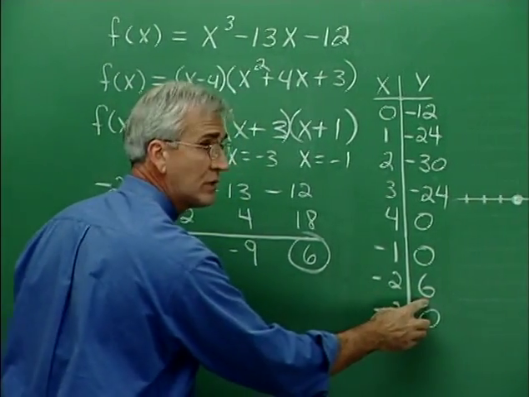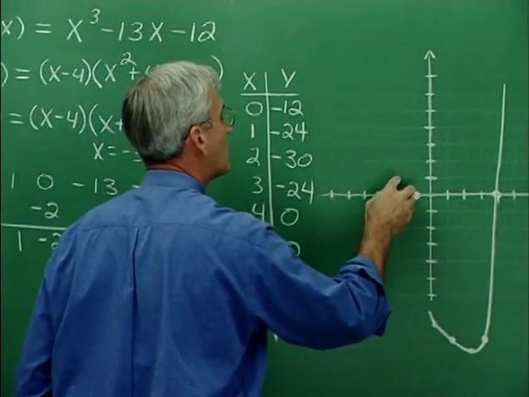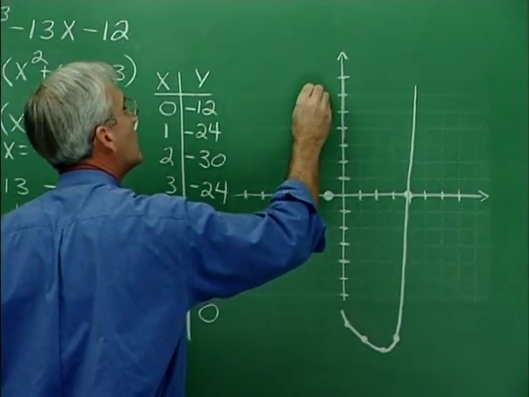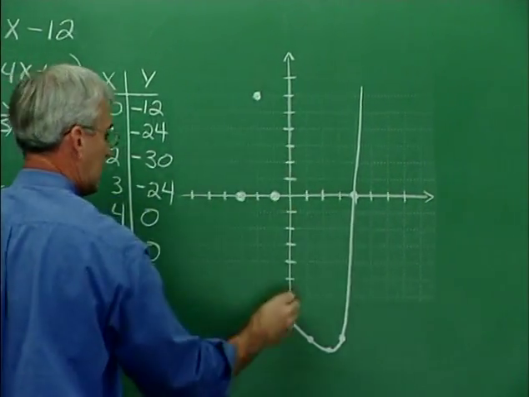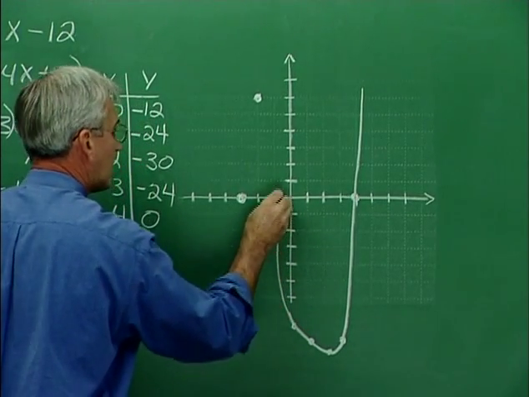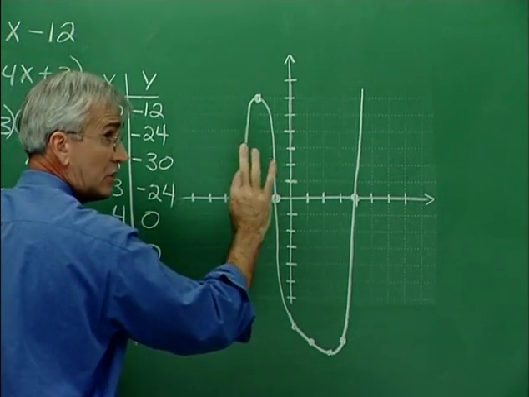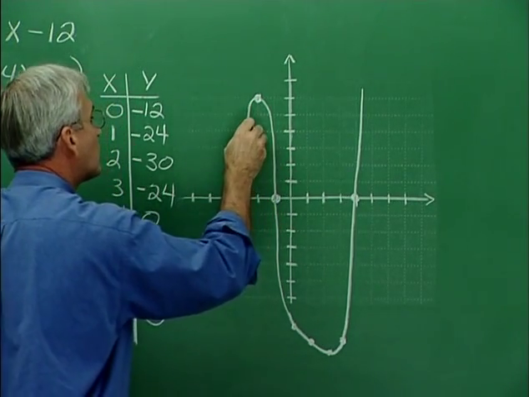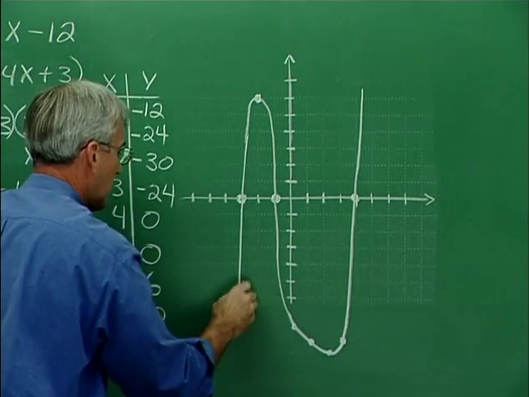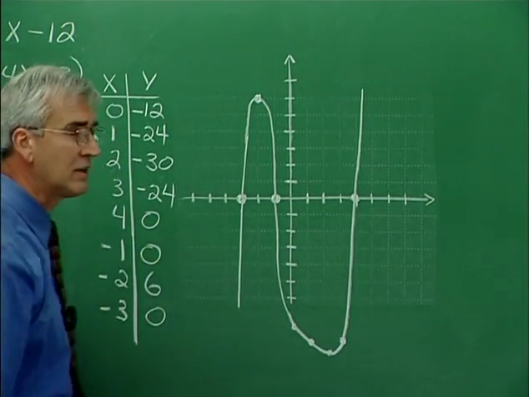So the point negative 2, 6 is on the graph. Negative 2 goes up to 1, 2, 3, 4, 5, 6. And our graph looks something like this. Now that 6, that spot, is not necessarily a relative maximum, but we're treating it as such for this problem. And our graph looks like this.